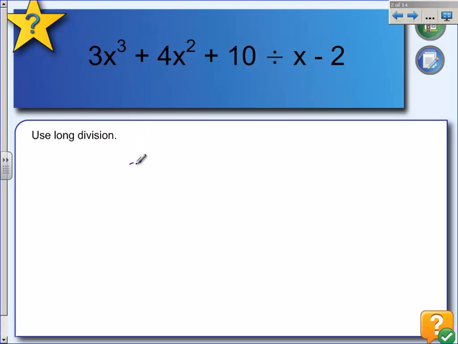Alright, so we're going to take and divide 3x cubed plus 4x squared plus 10 divided by x minus 2. And I want to make sure that these are going in what's called descending order. So I've got an x cubed term and an x squared term, but notice there's no x term. I'm going to write this as plus 0x and then plus 10. Otherwise, things might not line up. So you want to make sure they go in descending order. This is missing an x term.